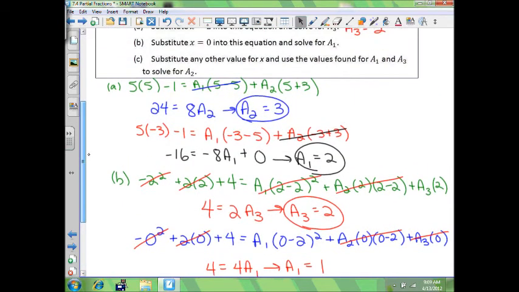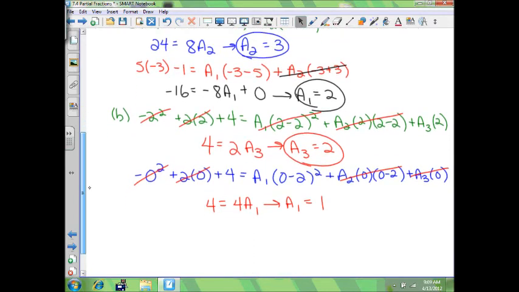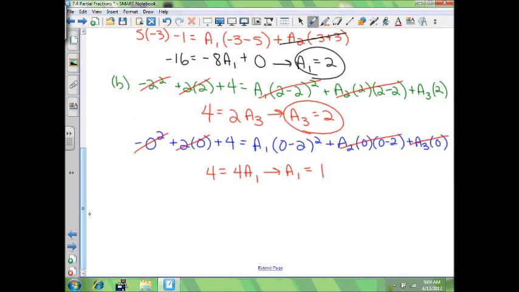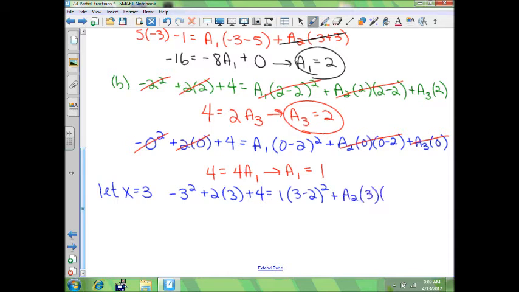Now in part C it says substitute any other value of x and use the values found for a1 and a3 to solve for a2. I'm going to let x equal 3 here. That means you get negative 3 squared plus 2 times 3 plus 4 is equal to a1, which is 1, times 3 minus 2 squared, which is 1, plus a sub 2 times 3 minus 2 squared, plus a sub 3, which is 2, times 3.